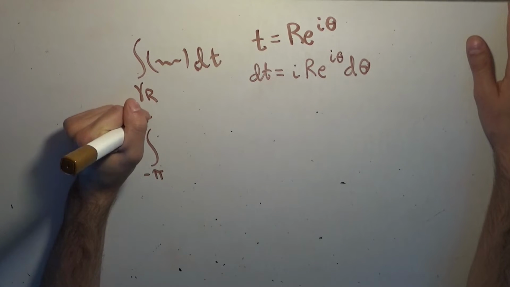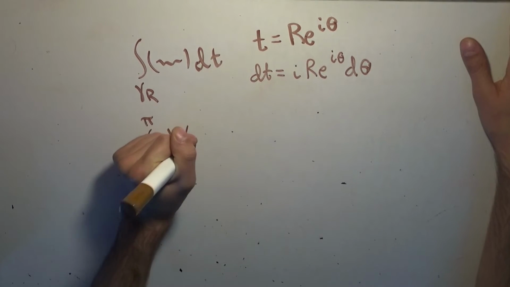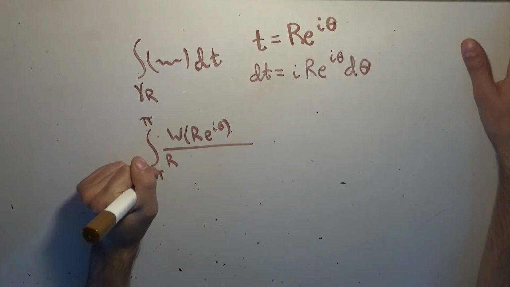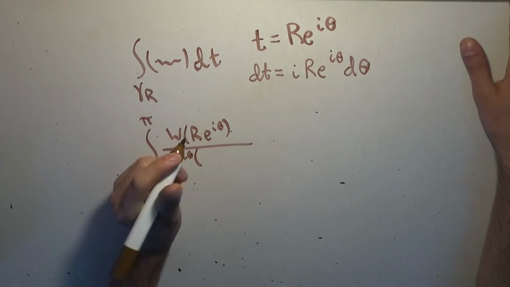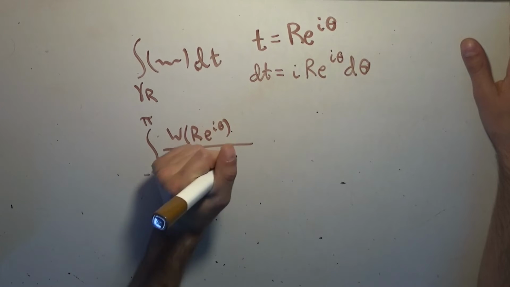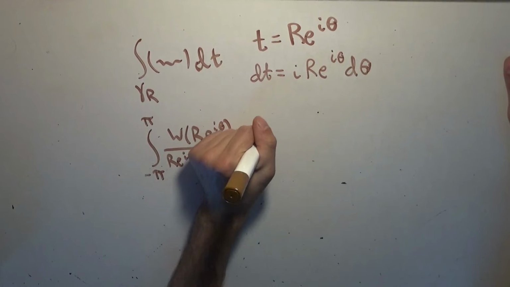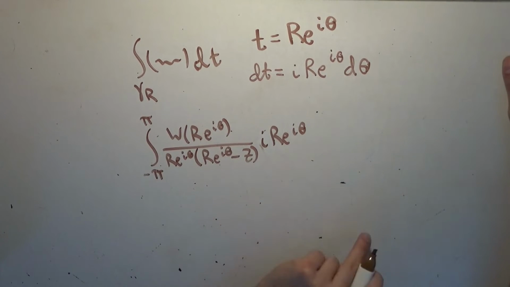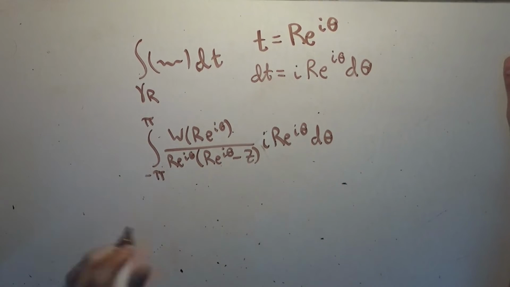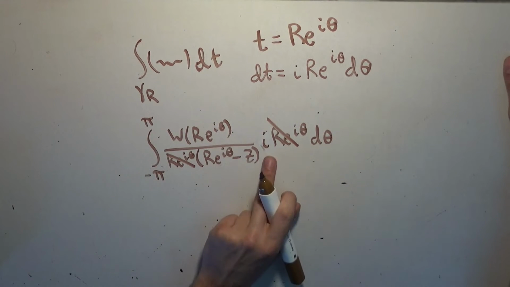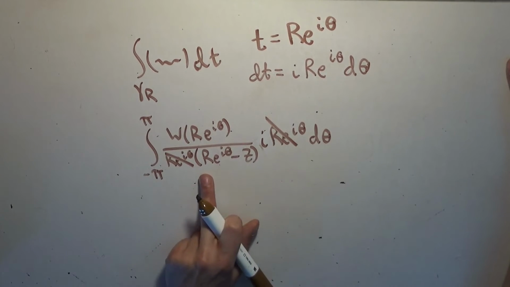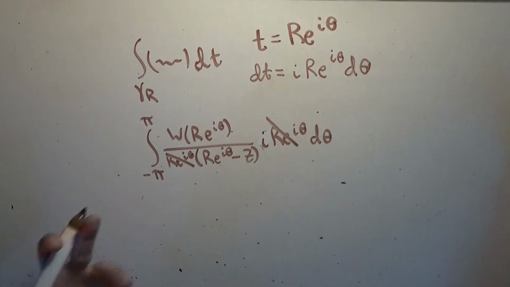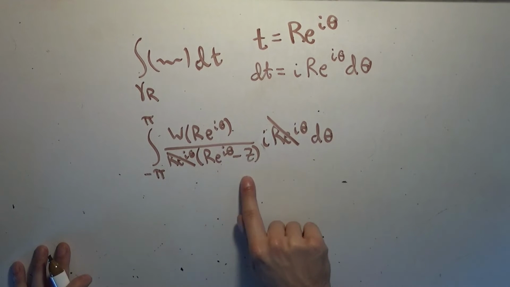And so it's essentially going to be this integral, from negative pi to positive pi of W of R times e to the i theta, divided by R times e to the i theta times R times e to the i theta minus z, times the replacement for dt, which is i times R times e to the i theta d theta. So as we can see, these nicely cancel, and we're left with the factor of i, but notice we have something that's essentially asymptotic to R, which is a linear term. So as R goes to infinity, this is going to grow linearly.